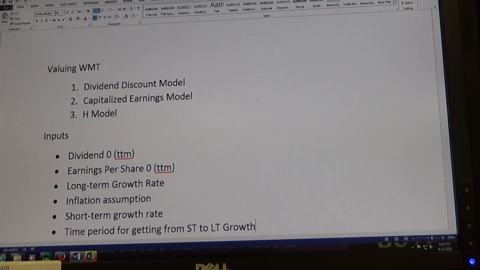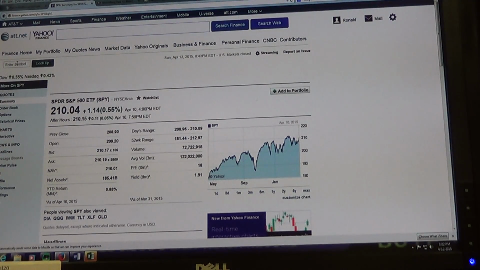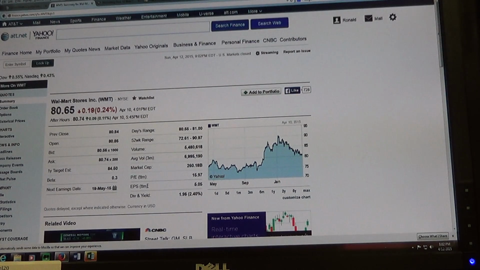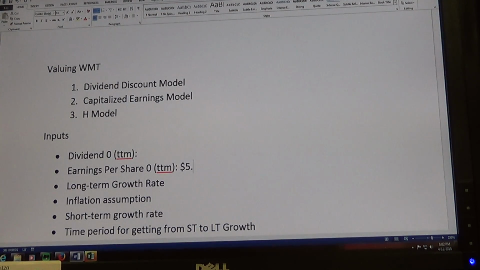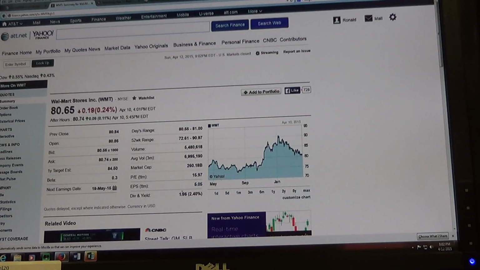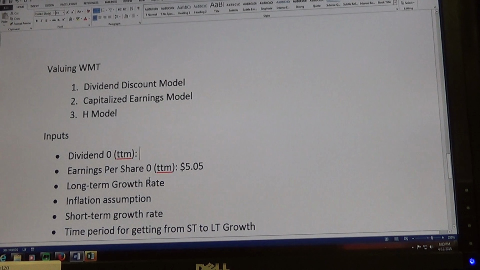All right, so let's look at each one of these. In your paper, you can write a few sentences on each one. But the first two are fairly straightforward, the dividend 0 and the earnings per share 0. We can just go to Yahoo Finance, put in our company, WMT, and we see that the earnings per share is 5.05. And the dividend is $1.96. Make sure you pull the dollar, not the yield, $1.96. So that was easy. Those two are easy.